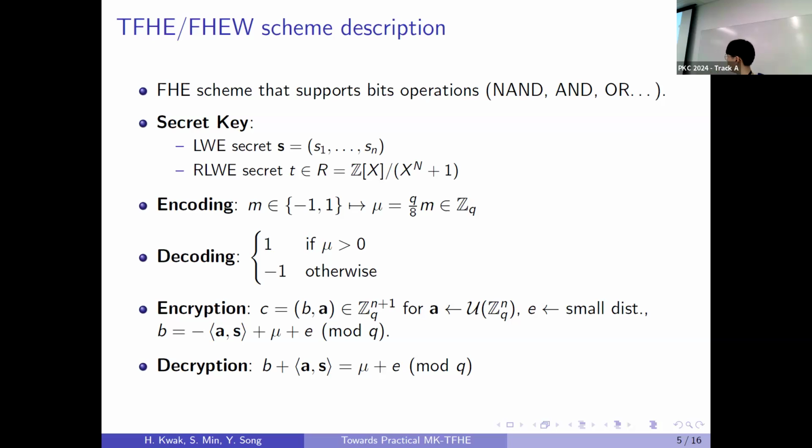Now, to encrypt an encoding of a message, we first sample A from a uniform distribution and E from a small distribution, and compute B equals minus the inner product of A and S plus mu plus E modulo Q. Then we obtain a TFHE ciphertext of (B, A). To decrypt this ciphertext, we can compute B plus the inner product of A and S modulo Q.